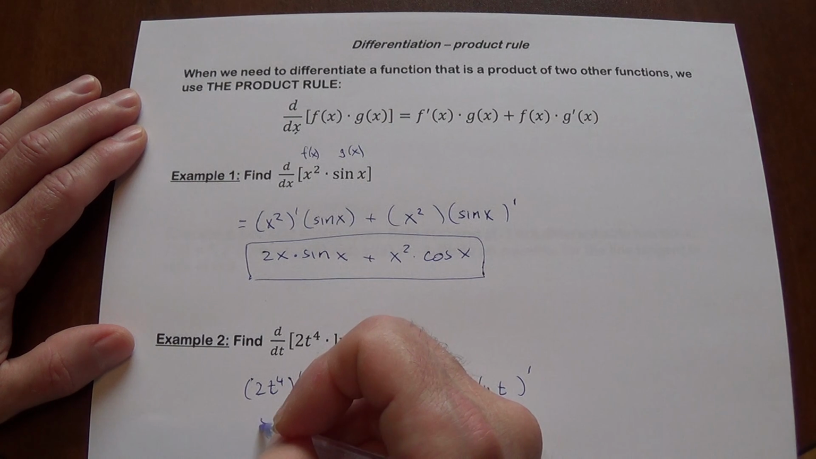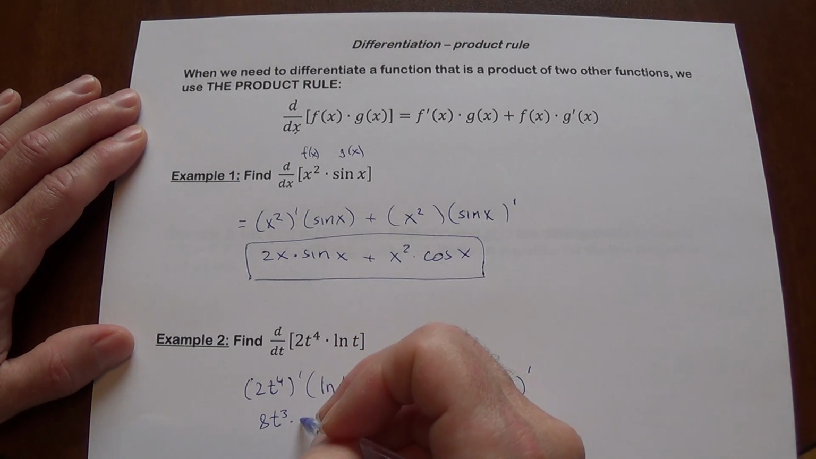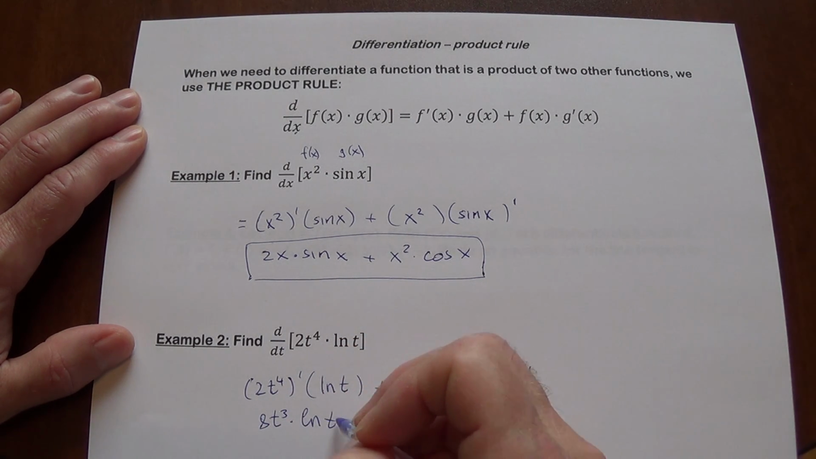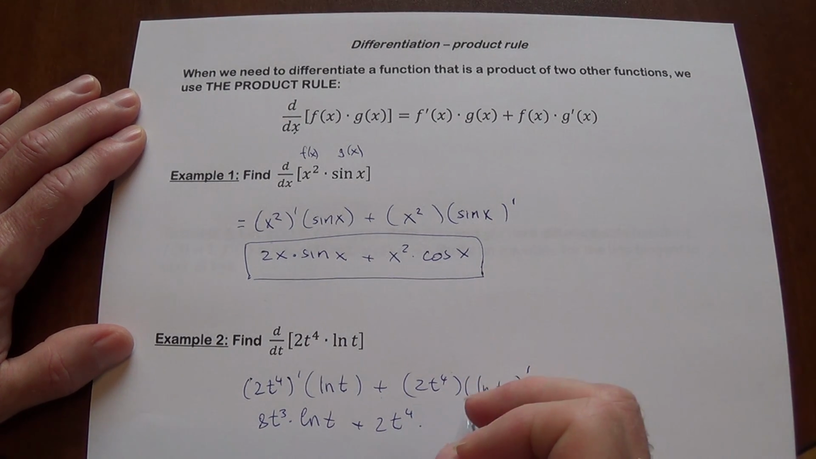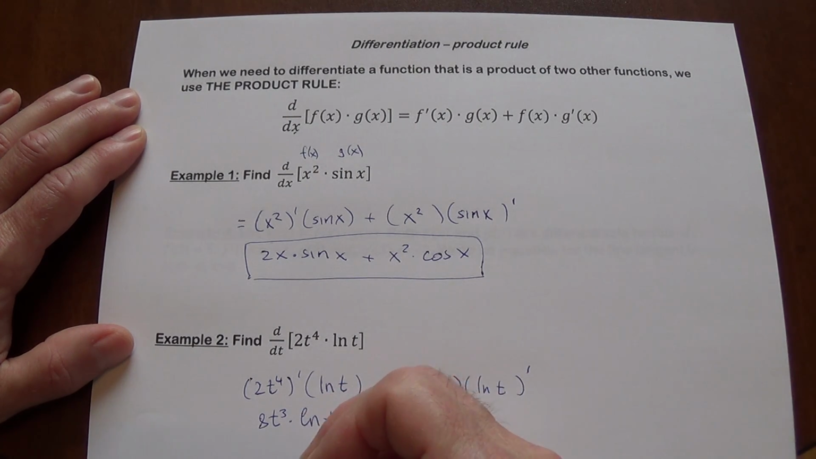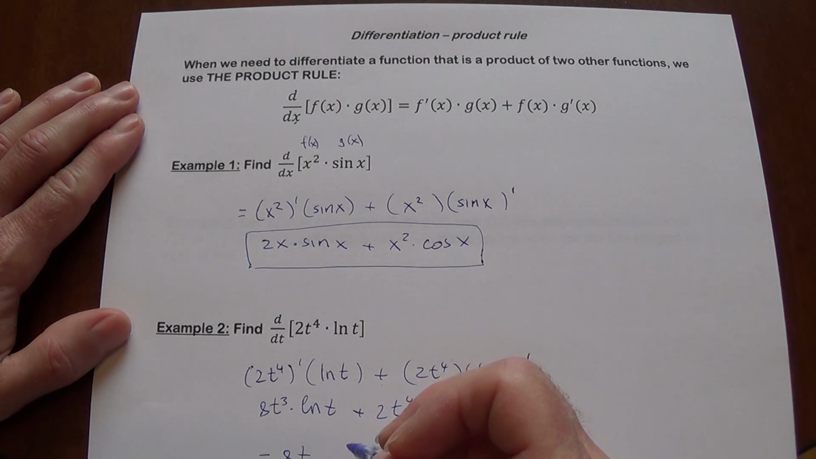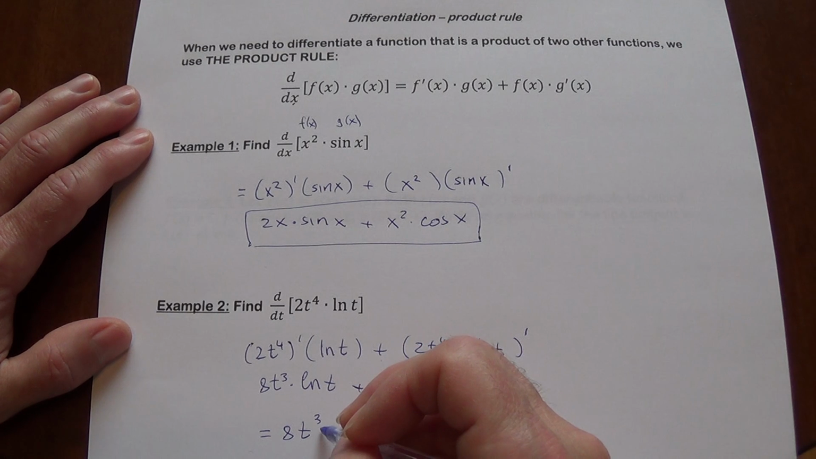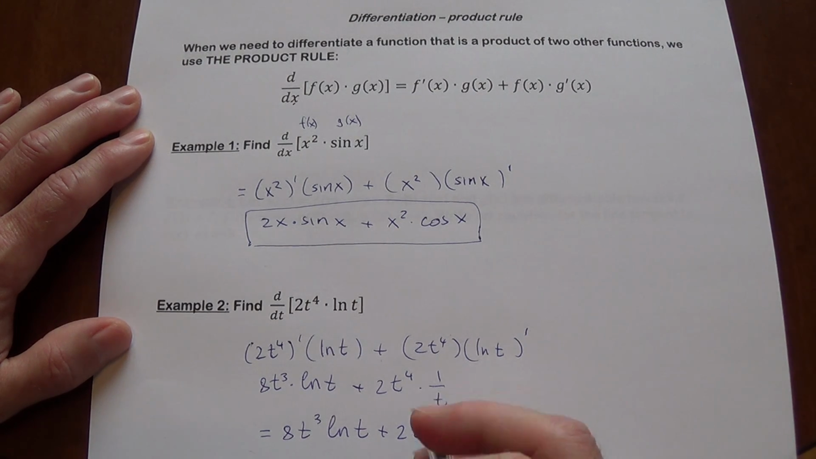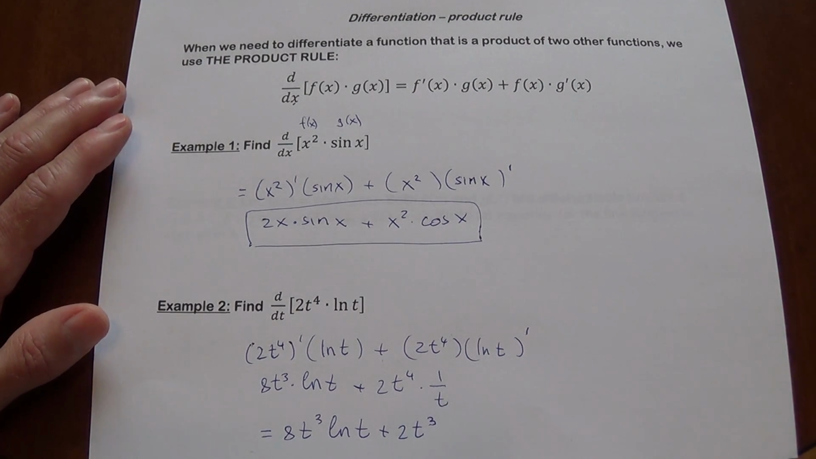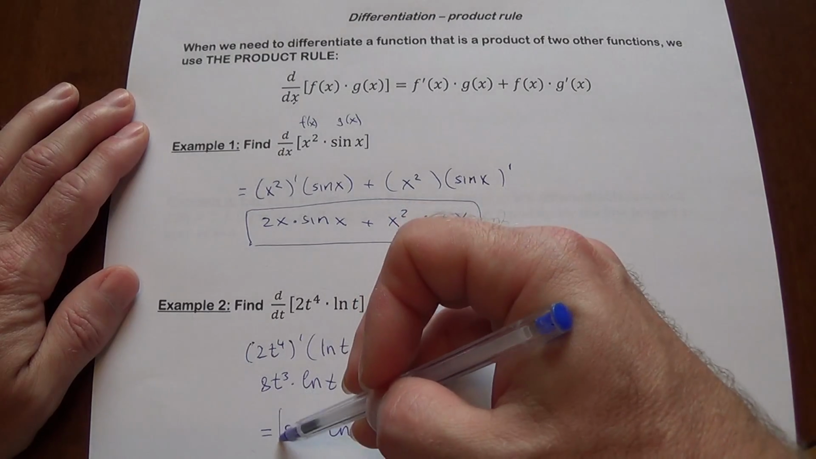Derivative of 2t to the fourth is 8t cubed times ln t plus 2t to the fourth. The derivative of ln t is 1 over t. And when you simplify all that, you're going to end up with 8t cubed ln t plus 2t cubed, and that is the answer here.